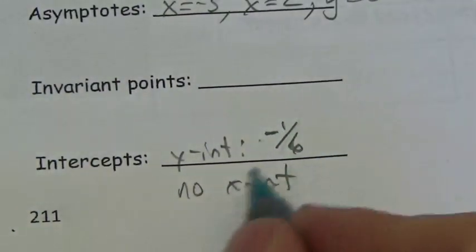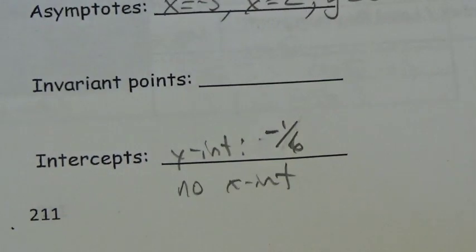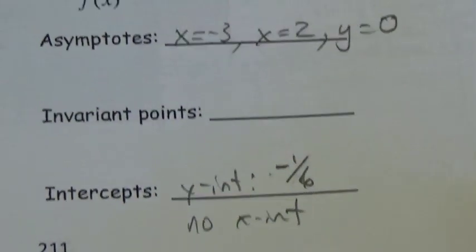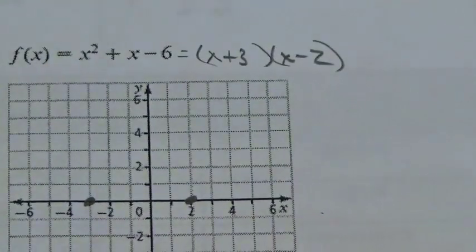Okay. In fact, there's no x-intercepts because we already know that there's a horizontal asymptote at the x-axis. It's not going to touch it. Anyway, let's keep going here. So let's complete the square.